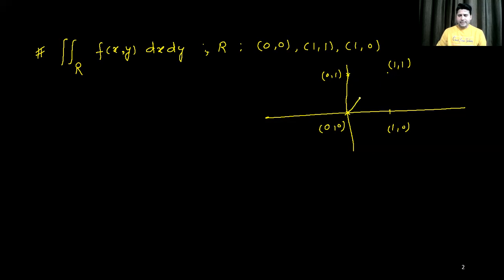If I join these points, what do I get? I get a triangular region. Let this point be O, this point A, and this point B. So R is the region of the triangle OAB. This is the region of integration for the given problem.